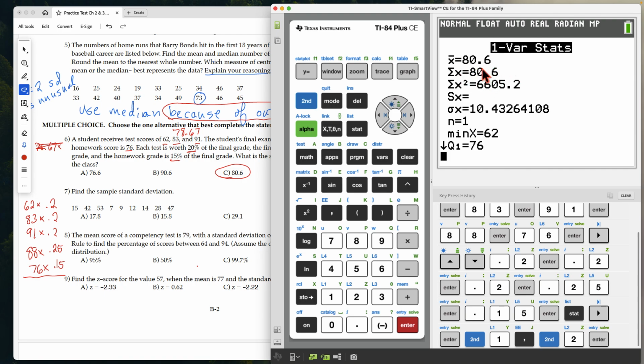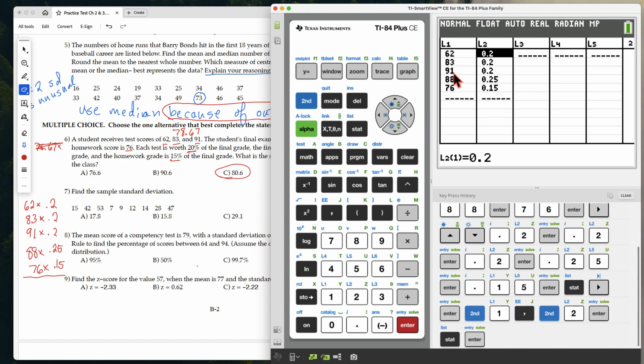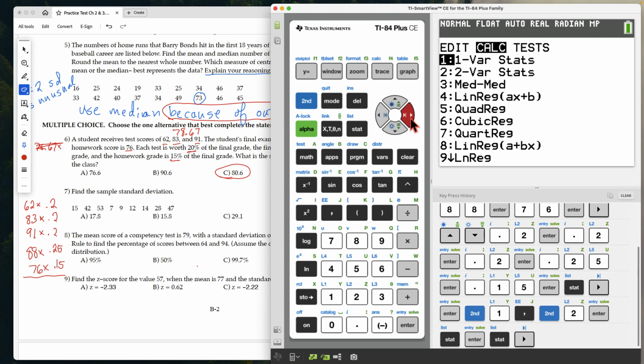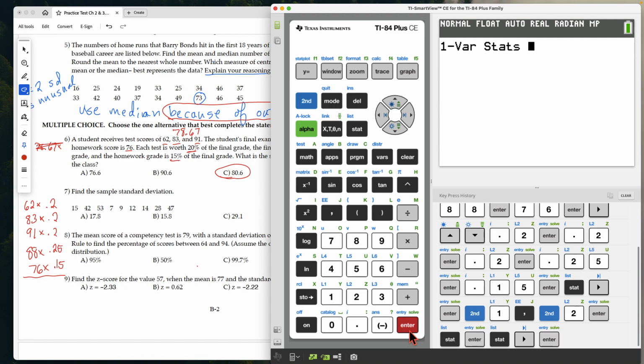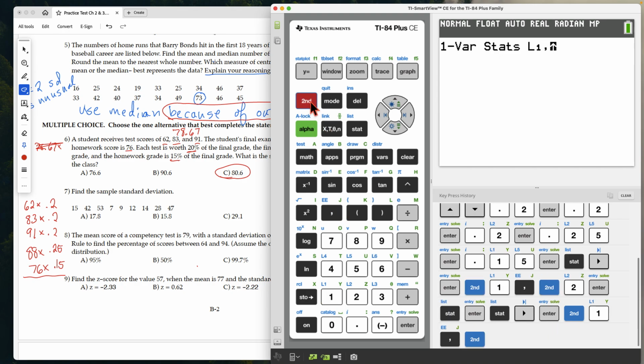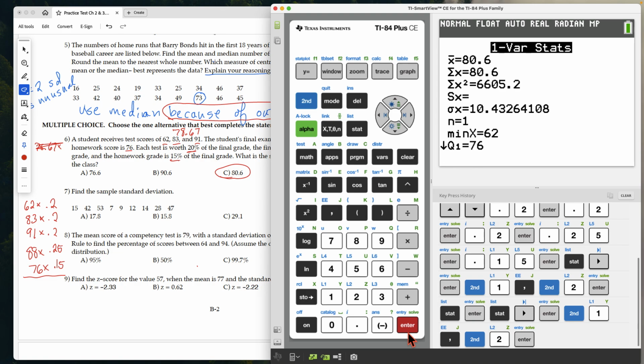way. So you can do weighted means in this way with the values in list 1, the weights in list 2. The deal is when you go to do the calculation, you have to tell it, take the data values from list 1, comma, take the frequencies from list 2. There we go. And now you've got weighted means built into your calculator.